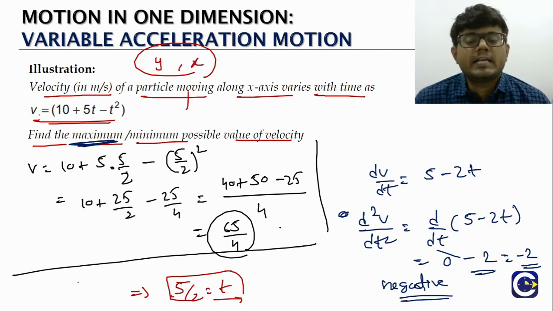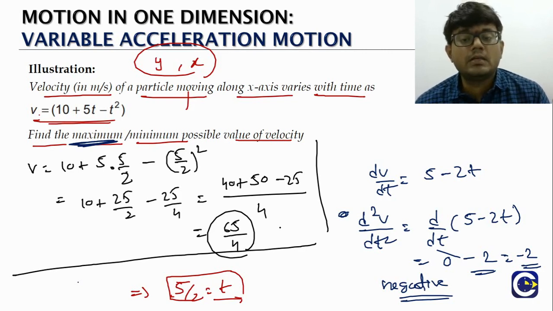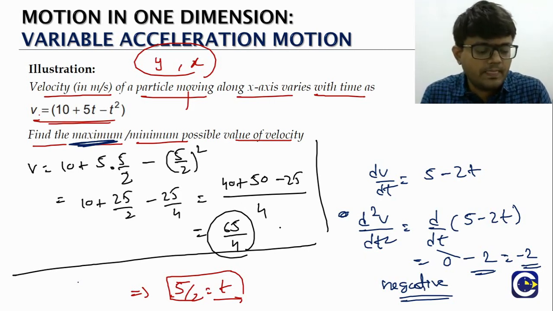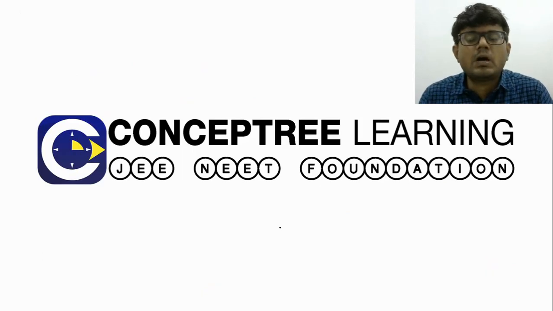So like this we can expect questions on maxima and minima. We need to understand the maxima minima criteria. If you are clear with the criteria, we can answer these questions. So this is what we need to learn in terms of the variable acceleration scenario. Okay, we'll see in the next video.